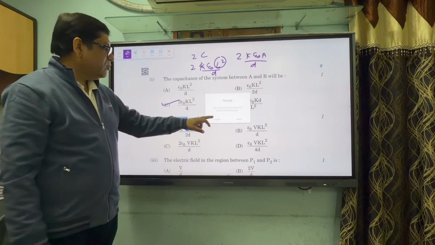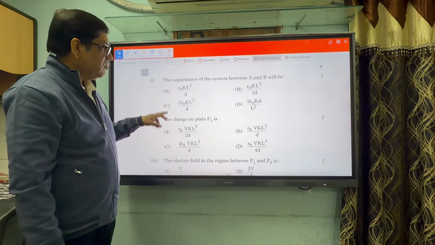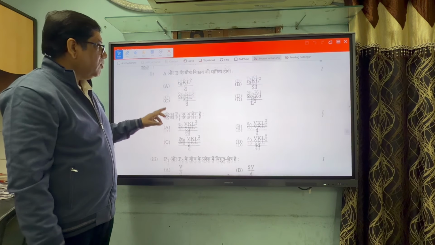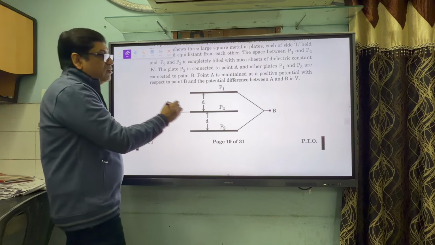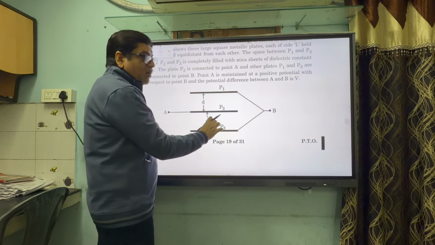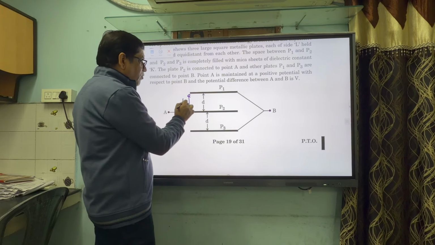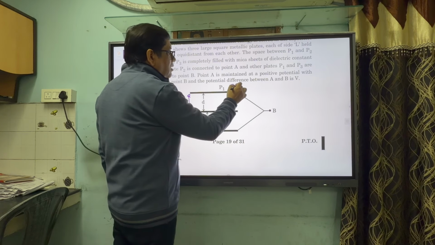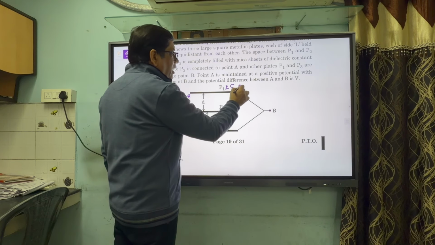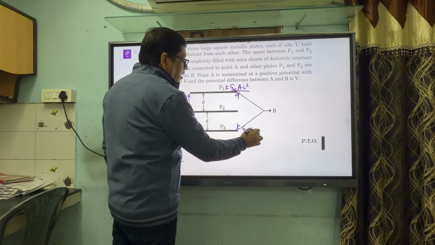So what will be charge on plate P1? Plate P1 पर charge बताना. Because they are connected in parallel. तो सेम वोल्टेज की प्लेट, पैरेलल वोल्टेज सेम रहेगी. अगर इसको वोल्टेज दी है तो इसको वोल्टेज दी जाएगी. इसकी कैपेसिटी है K epsilon naught L square by D. नीचे वाली कैपेसिटी है K epsilon naught L square by D.